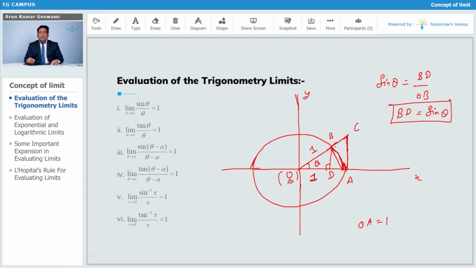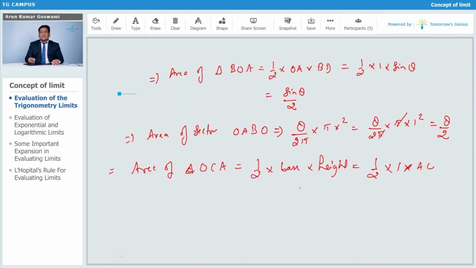Again, in the triangle OAC, we can use the trigonometric ratios. AC by OA means opposite by base, which is nothing but tan theta. So tan theta is nothing but AC by OA. OA is 1, so AC is equal to tan theta. This is also from our triangle. Okay. So we'll substitute this value in the back side here. So what we have here, the triangle area is half into tan theta. This is very, very important. These 3 things are very, very important.